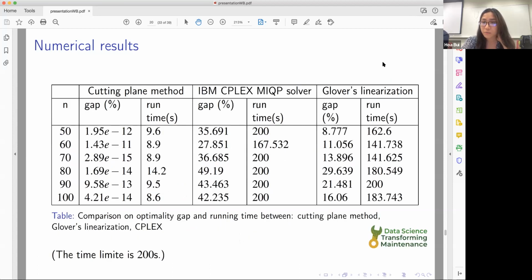And then we test with the IBM simplex and Glover linearization, because for solving quadratic programming, a very natural approach is to linearize the problem. And for linearization, the Glover is much better than standard linearization, so we choose to benchmark with this one. And we set the time limit at 200 because the cutting plane method only takes 10 seconds to run, but the rest of them take very heavy computation.